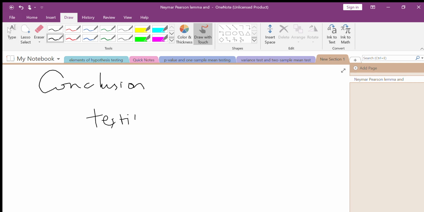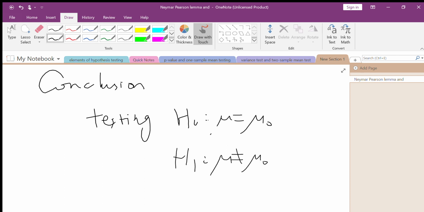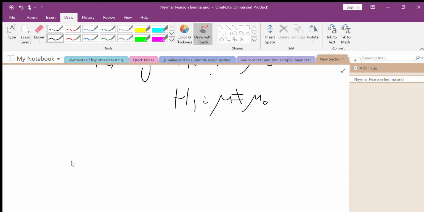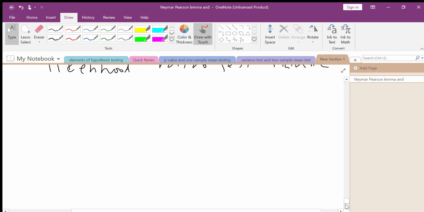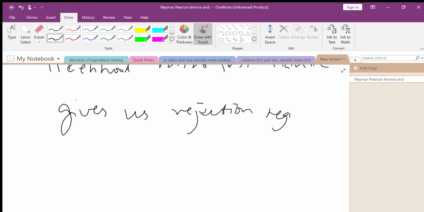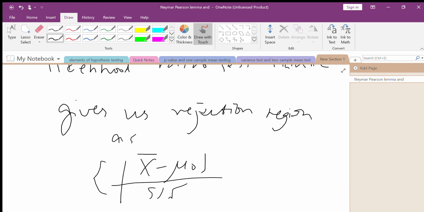So our rejection region, so the conclusion: testing H null mu equal to mu 0 versus H1 mu not equal to mu 0, applying the principle of likelihood ratio test statistic gives us the rejection region as absolute value of capital X bar minus mu 0 divided by S divided by square root of n greater than t n minus 1, alpha over 2.